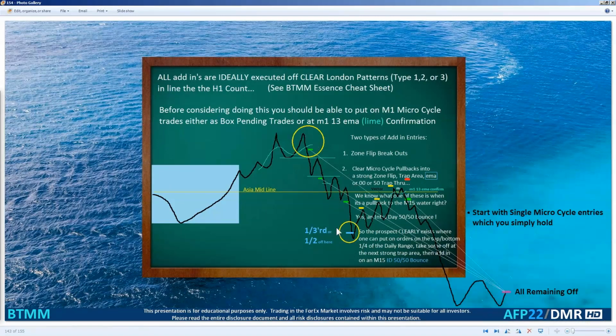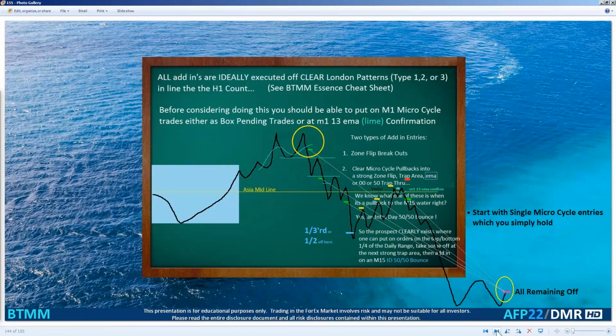The first component is you're going to want to take some off at this area. Maybe you take off a third, maybe you take off half, allow it to come all the way back, allow it to roll over, and then hold it for the rest of the move. That exercise is going to get you ready for adding in. If you can do that, you'll be able to add in.